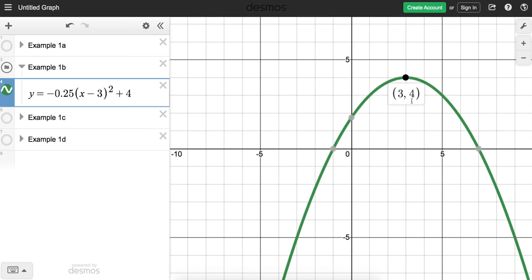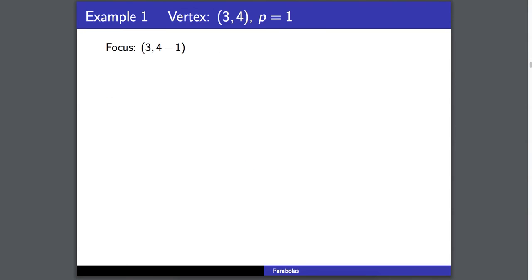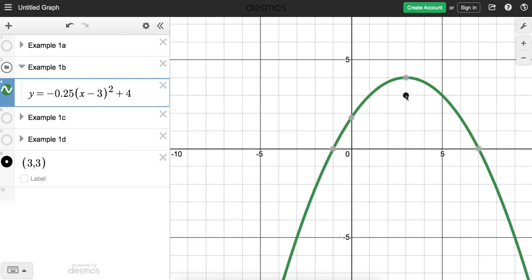We want to go down 1 unit, so take 1 away from 4, and that's going to put our focus point at (3, 3). So our focus point is at (3, 3). And again, this has a length of 1 between (3, 4) and (3, 3).